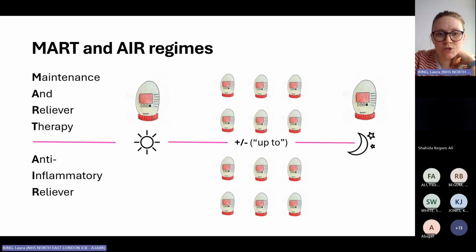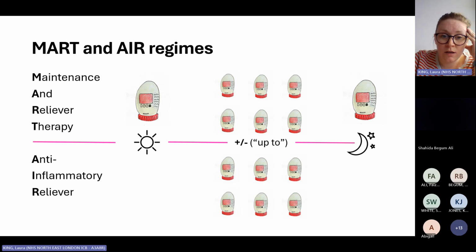So just to put this in more of a visual way, because I quite like this way, it's quite a nice visual. MART, we have our Turbohaler in the morning, we have our Turbohaler in the evening, and then up to 6 puffs a day as a reliever dose, and that's 1 puff at a time.